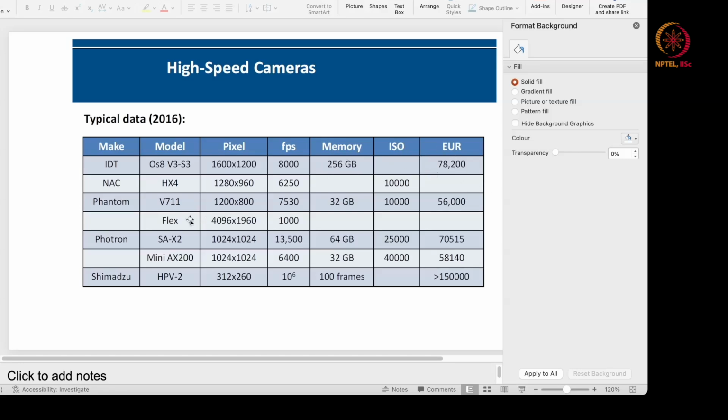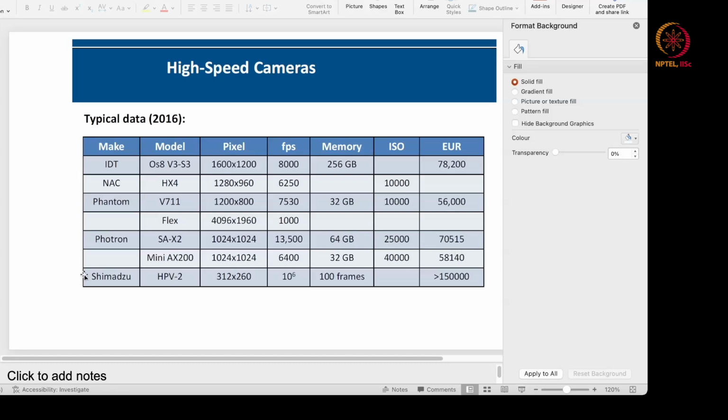Expensive. The Phantom can go up to about 7,500. This memory can be changed, and this also costs about 56,000. Then Photron SA-X2 is about 1 megapixel. This is rectangular, and it can go up to 13.5 thousand frames per second. This is again a function of the memory chip, which can be changed, and it costs about 70,000 euros.